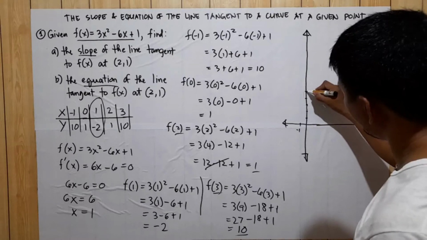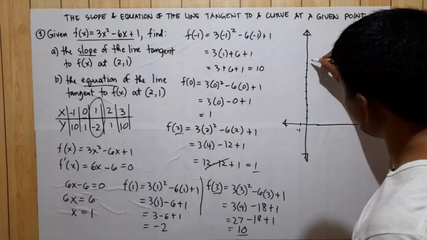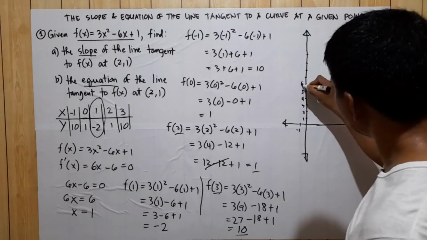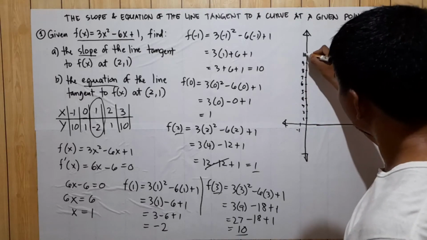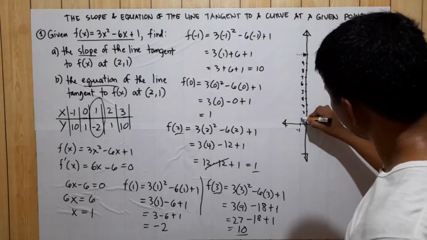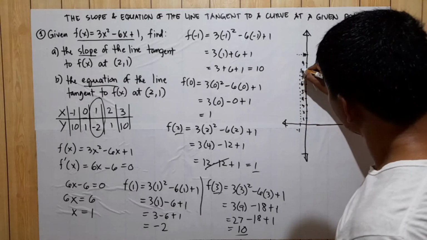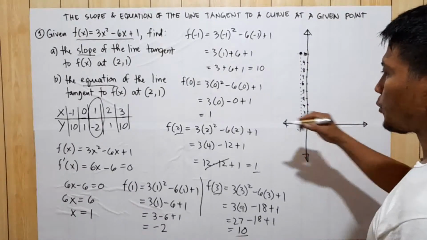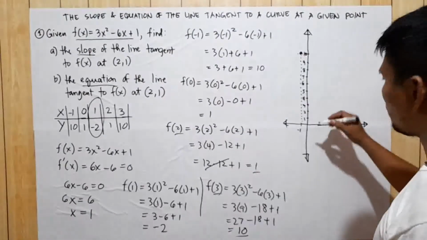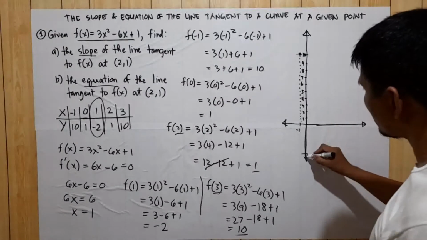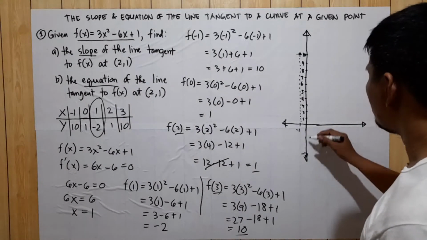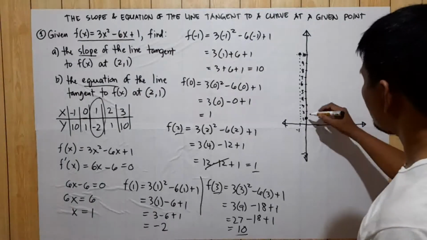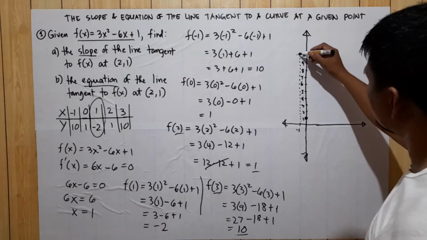1, 2, 3, 4, 5, 6, 7, 8, 9, 10. So, approximately, dyan po yung first point natin. Tapos, meron po tayong 0, 1, or 0 yung x. Tapos, meron po tayong 1. Okay, so yun po yung pangalawang point natin.